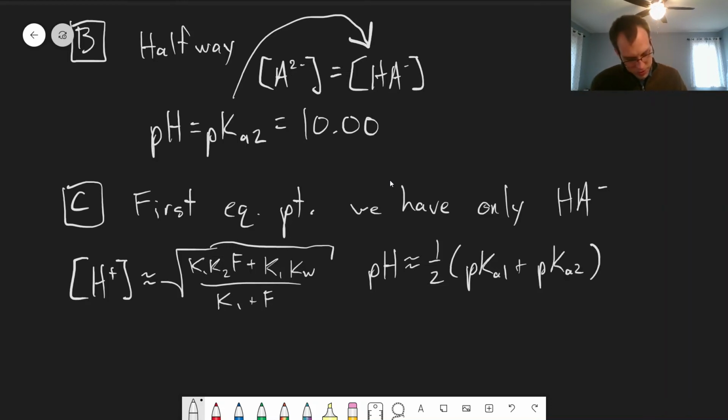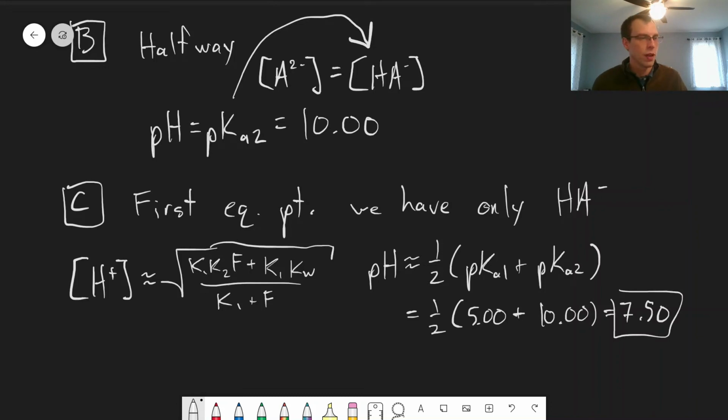And so we'll use the second form, which gives us 1/2 times, let me get my numbers here again. pKa1 is 5. pKa2 is 10. 1/2 of 15 is 7.50. And this will get us pretty close to what we would get from the longer equation, as we have seen in the past. Okay, so that is the first equivalence point. So just to keep this video from getting too long, we'll look at the second buffer region and the second equivalence point in the next video.